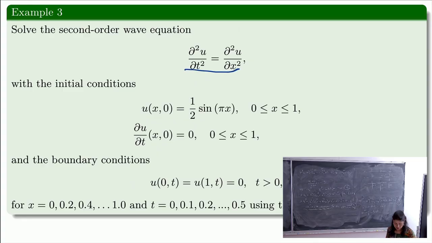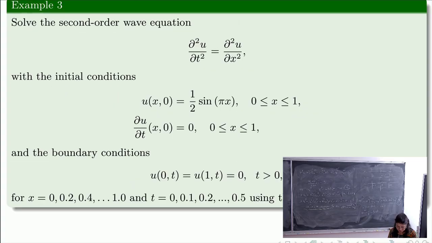Second order derivative with respect to t is equal to second order derivative with respect to x, with initial conditions given, because the second order derivative in t is given. So, we have two initial conditions, one is the u value and the other is del u by del t. The first initial condition is given to me non-homogeneous, and the other one is homogeneous, which is 0. Boundary conditions we are also taking to be 0. So, u(0,t) and u(1,t) are given to us. Okay, so what we are given here, we have to find out the value of u.